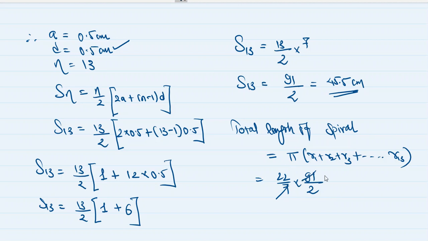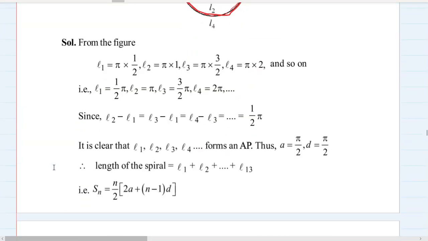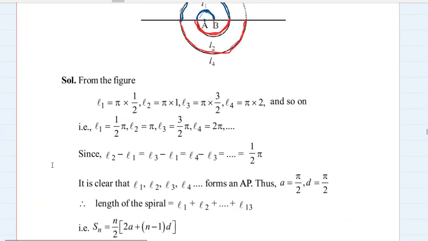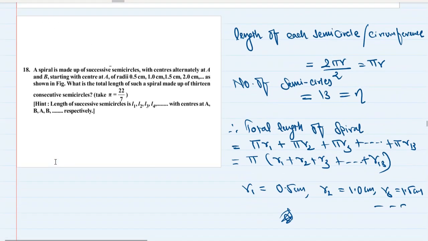So 7 13s are 91 and 2 11s are 22. Okay, so 13 tens are 130 plus 13, that is 143 centimeter. That's what I think the correct answer is. The total length of spiral is 143 centimeter. Let's check. Yes, we are correct. So please draw this diagram and then write the solution for this one.